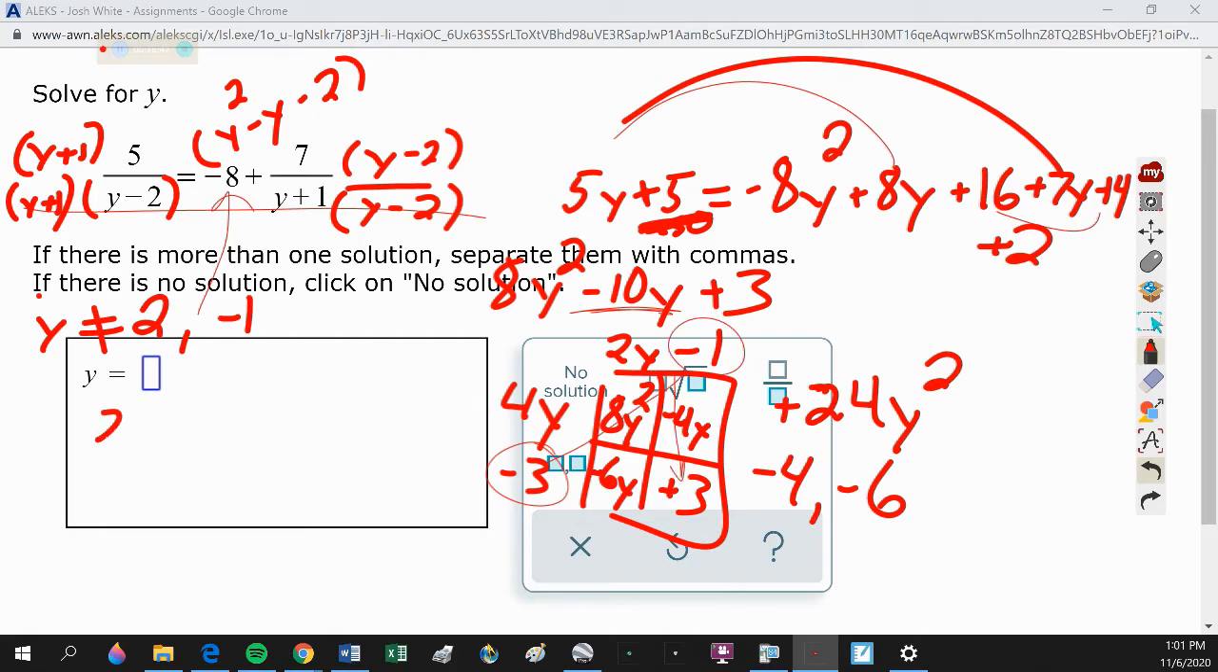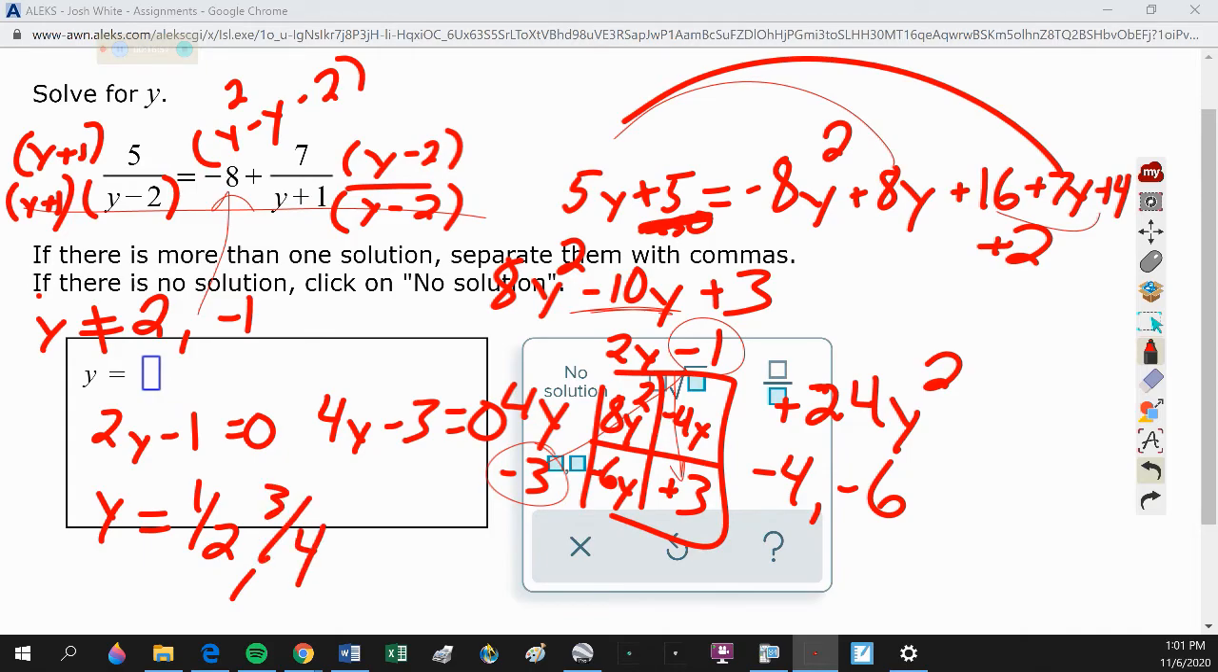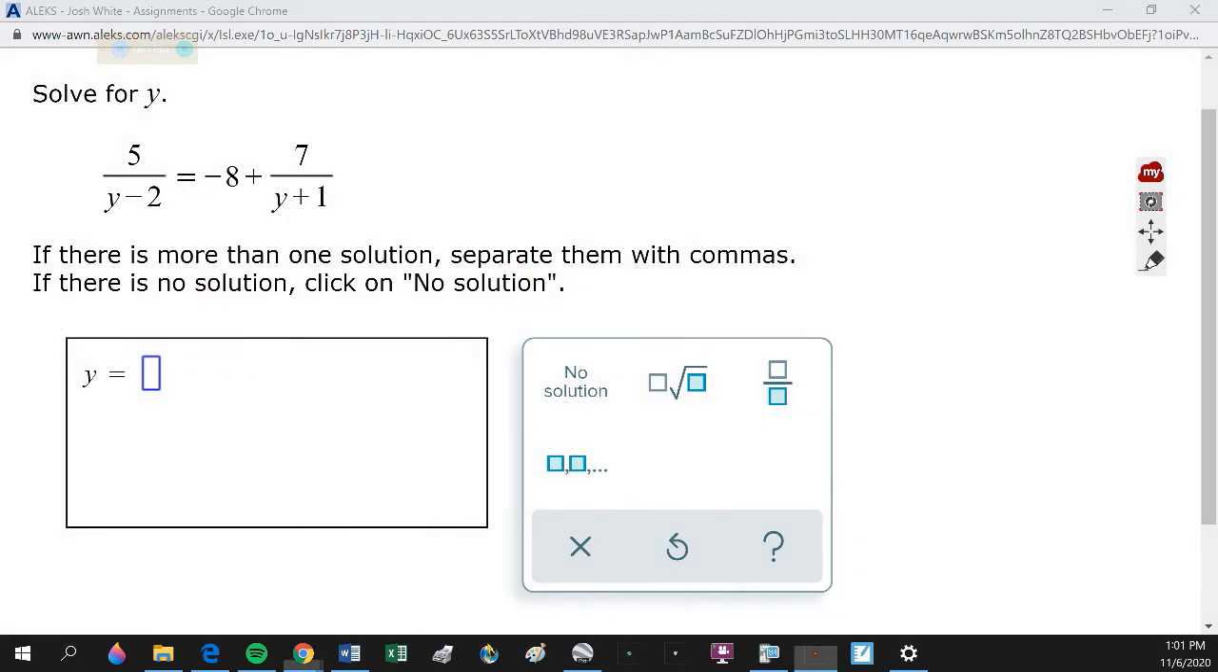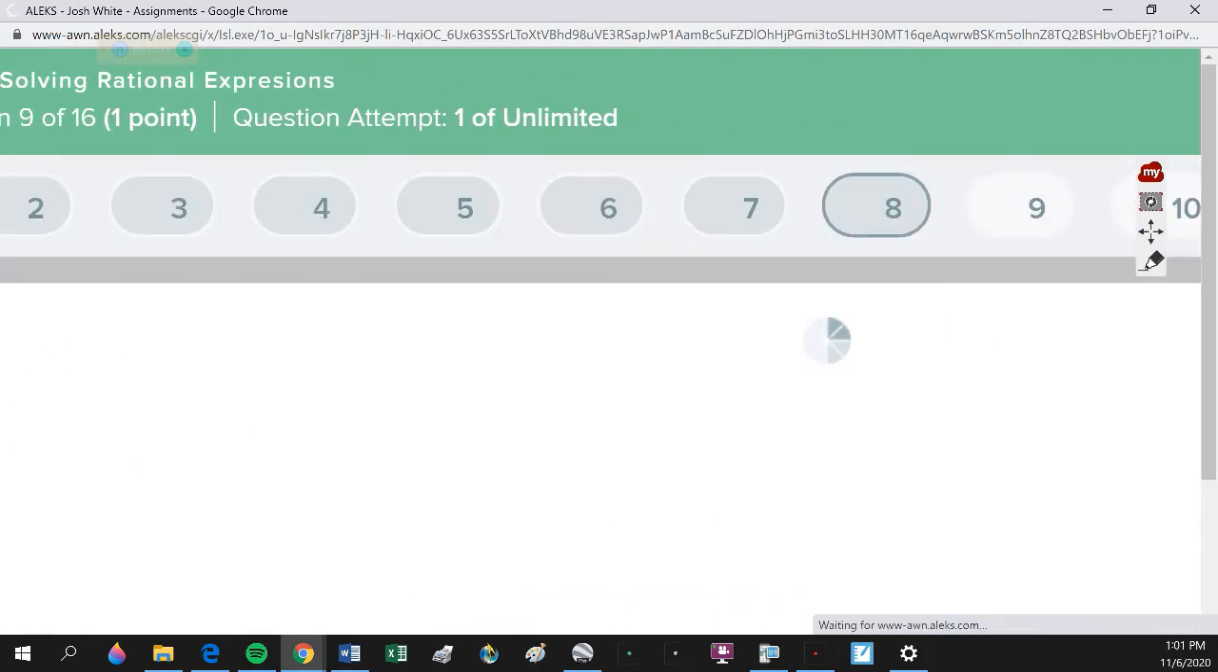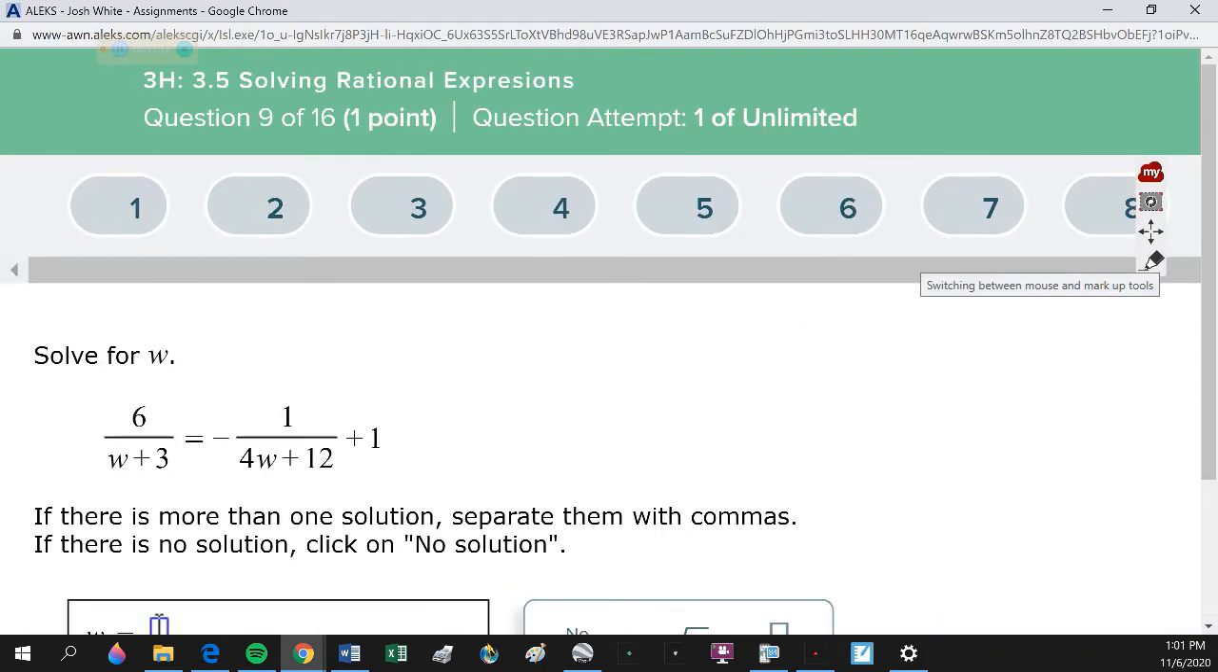Yes. So 2y minus 1 equals 0, and 4y minus 3 equals 0. Add the 1 and divide by 2. Add the 3 and divide by 4. Are either of those excluded? No. So that will work. Okay.